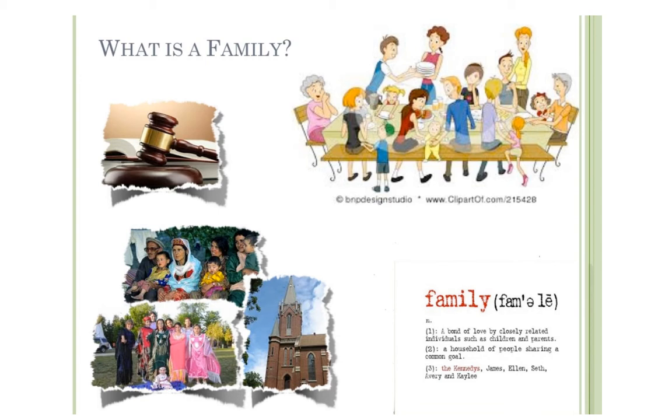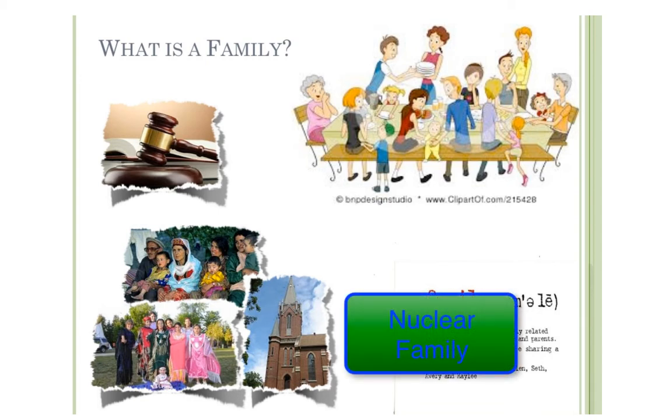In spite of these differences, there are two basic types of families that emerge. There's the nuclear family, and this is a family consisting of a husband and wife and their children. It's often called the standard North American family. It forms the basis for what advocates call traditional family values.